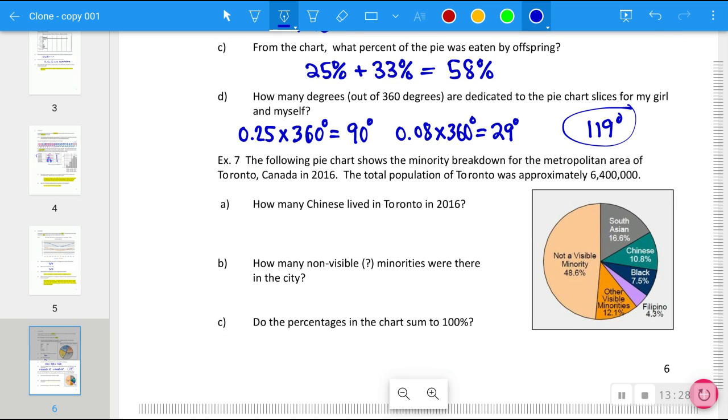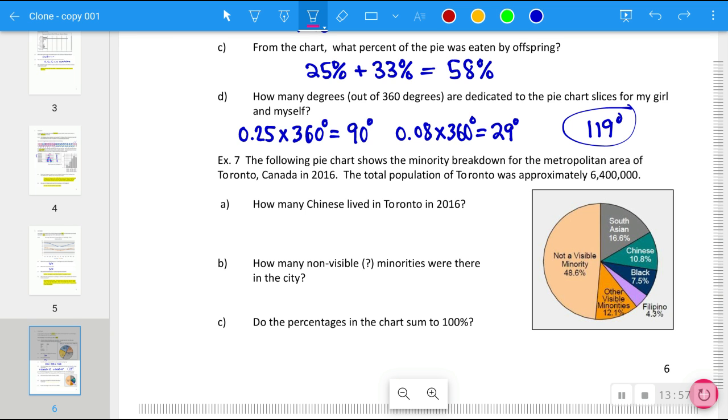Okay, the last one we have here in this section, section 7.2, is a chart that I pulled off the internet, and don't blame me for it. I don't think it's done very well, but at any rate, it's the population of metropolitan Toronto, Canada in the year 2016. It tells us that in the information up above here. And we have percentages given.